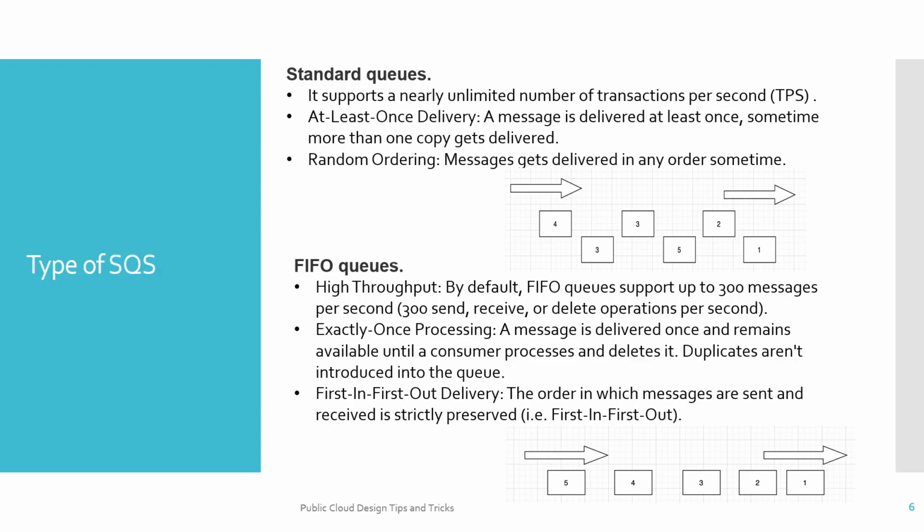What is a FIFO queue? FIFO is first in, first out. High throughput. By default, FIFO queues support up to 300 messages per second: 300 send, 300 receive, or 300 delete operations per second. Exactly-once processing. What does it mean? A message is delivered once and remains available until a consumer processes and deletes it. Duplicates are not allowed here. First in, first out delivery. The order in which messages are sent and received is strictly preserved. That is first in, first out. So in the same example, if it is a FIFO queue, it always follows a model like 5, 4, 3, 2, 1.